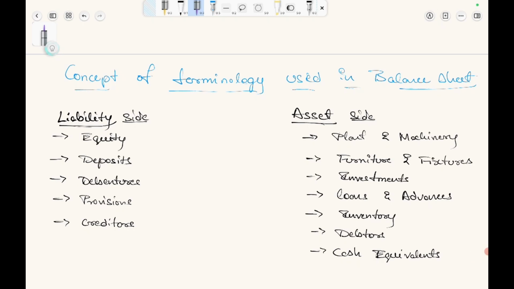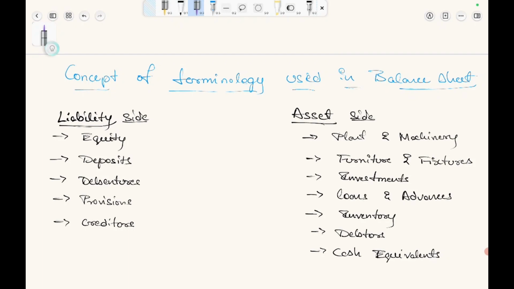Today we will learn the concept of terminology used in balance sheet. Balance sheets are full of strange words: debtors, creditors, inventory, share capital, plant and machinery, etc. But why do we use these names? Today I'll explain the real meaning and the logic behind every balance sheet term in the simplest way possible.